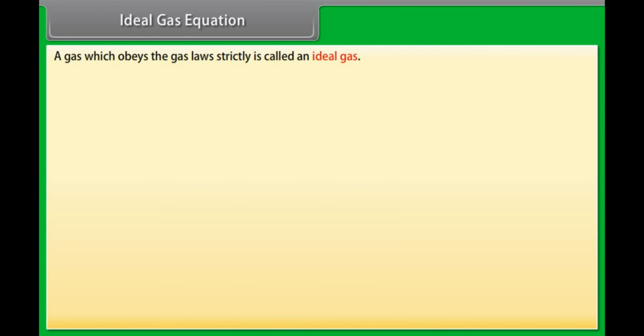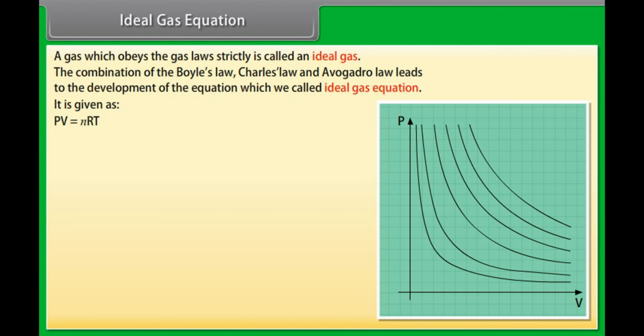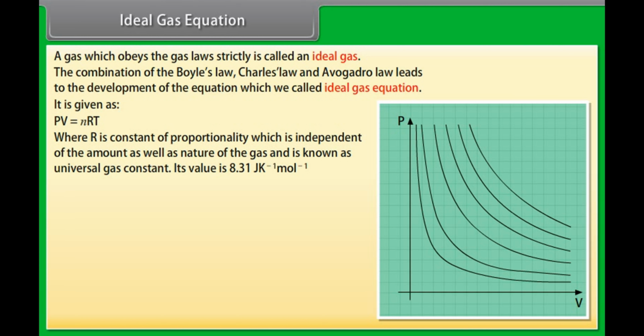Ideal gas equation. A gas which obeys the gas law strictly is called an ideal gas. The combination of Boyle's law, Charles' law and Avogadro's law leads to the development of the equation which we called ideal gas equation. It is given as PV is equal to nRT, where R is the constant of proportionality which is independent of the amount as well as nature of gas and is known as universal gas constant. Its value is 8.31 joule per Kelvin per mole.